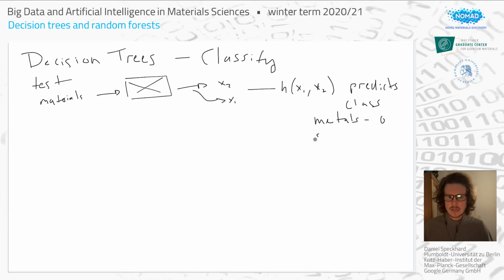We're also curious about predicting materials as semiconductor. So let's encode that with 1. And let's also classify materials as insulators. So let's call this 2. So for every material, we want to classify it and sort it into one of these buckets, 0, 1, or 2. Cool. And decision trees are going to help us figure out that problem of having to come up with this model here.